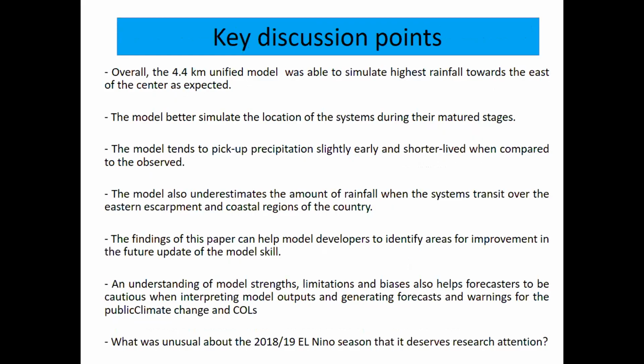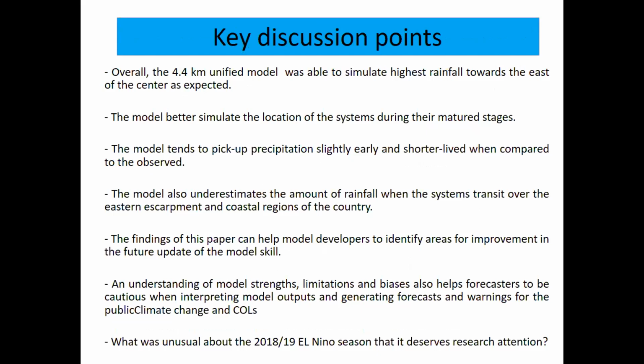So what are the key discussions arising from this? What are the key points that tend to arise from this? Overall, the 4.4 kilometer UM model was able to simulate the highest rainfall towards the east of the center as expected. The model was able to better simulate the location of the systems during their mature stages, which is good.